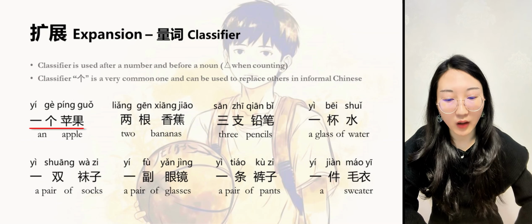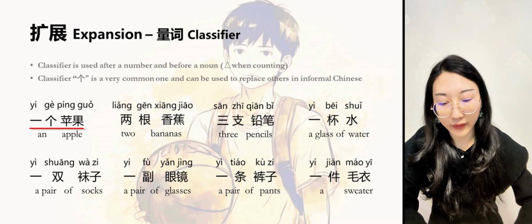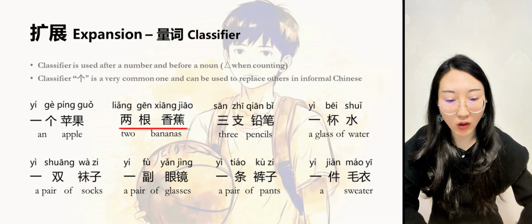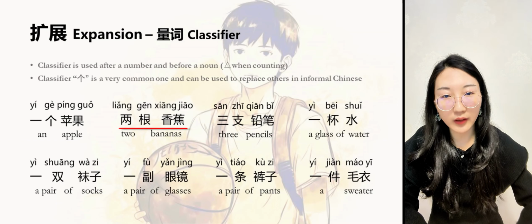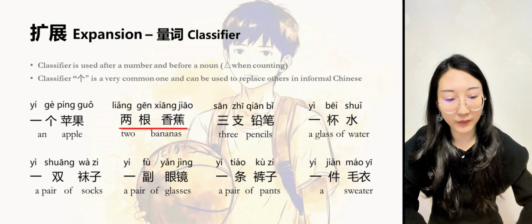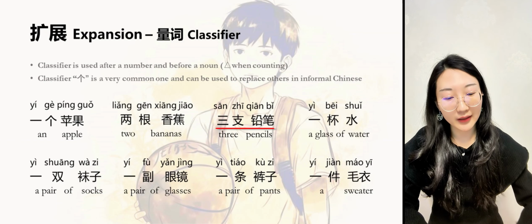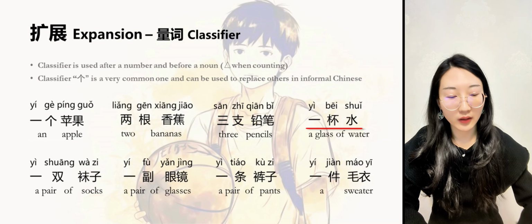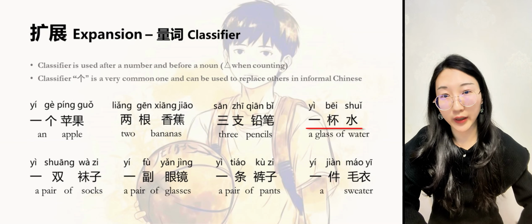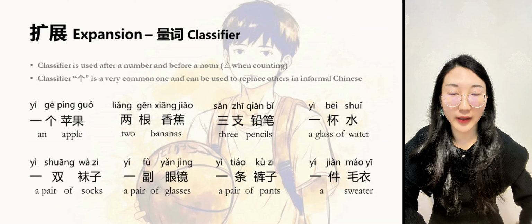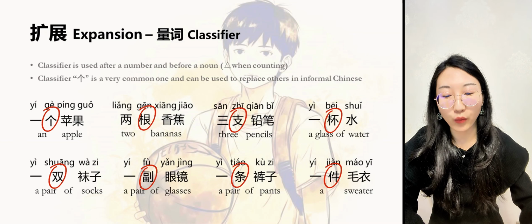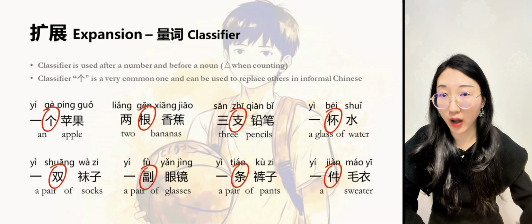So for example, 一个苹果, one 个 classifier, 苹果 apple. 两根香蕉, two 根 classifier, 香蕉 banana. 三支铅笔, three 支 classifier, 铅笔 pencil. 一杯水, one 杯 classifier, 水 water. So you can see from the examples that all these classifiers are different, and that is the tricky thing about Chinese. We have different classifiers for different nouns.